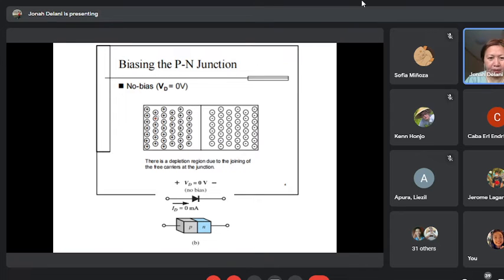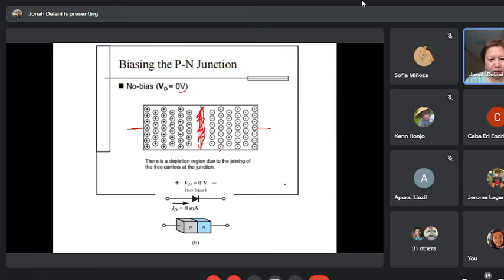So what would happen to our diode? Once wires are attached, it becomes an electronic component. If we leave the diode alone and do not add any voltage across it, then there is no current at all. We have a depletion region at this part. If it is just left there, nothing happens.